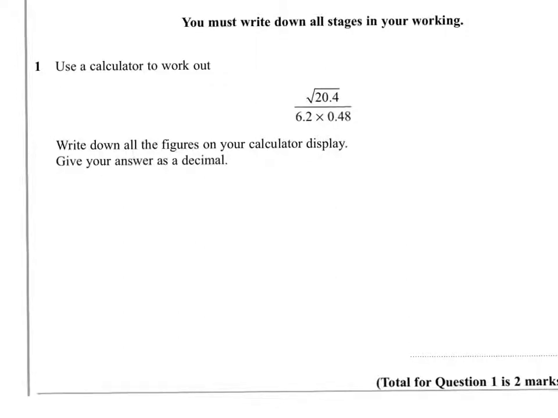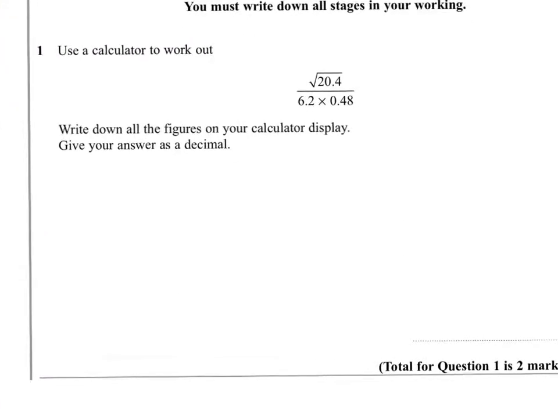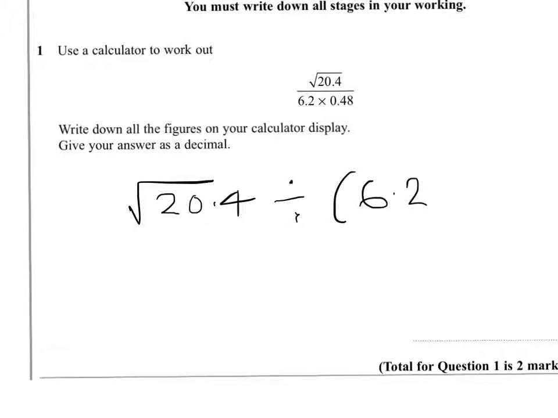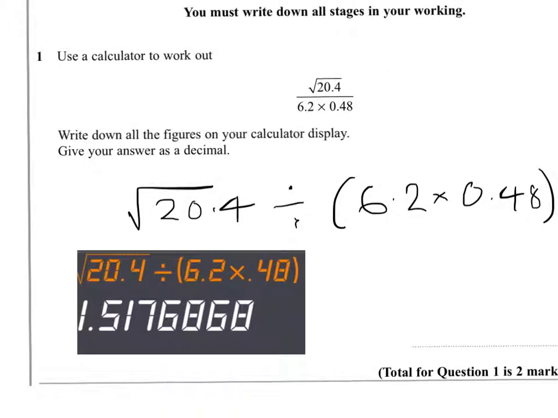Okay, so the way we need to put this in is we need to do the square root of 20.4, then we press divide, then we must use brackets to give 6.2 times 0.48. So I'll now do that on the calculator. So we can see the answer is 1.51768868. So just write that all down on the paper here, and that's your answer.